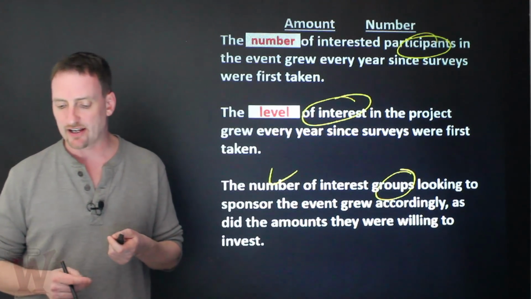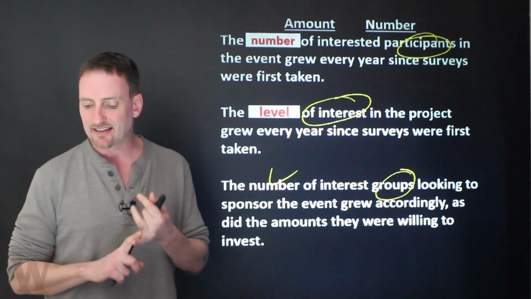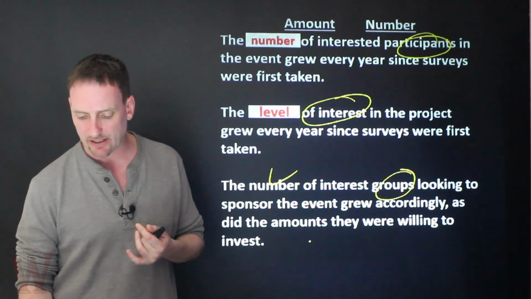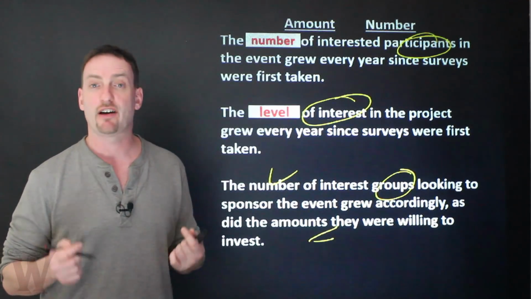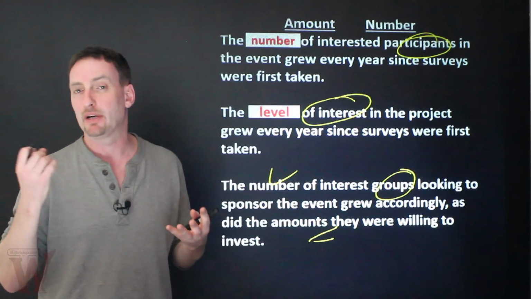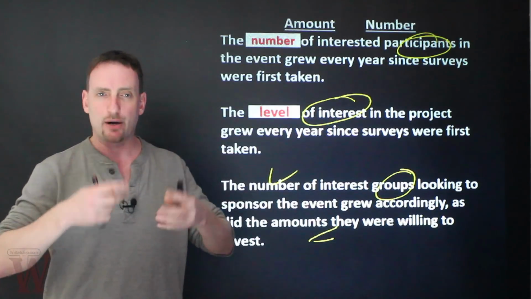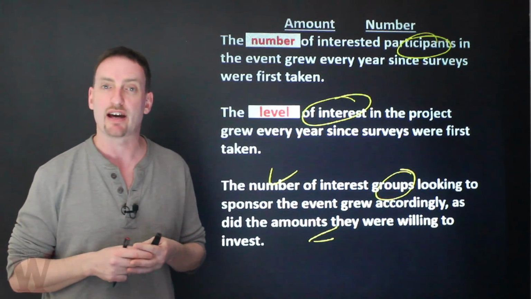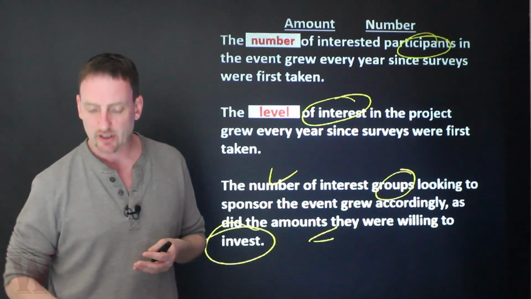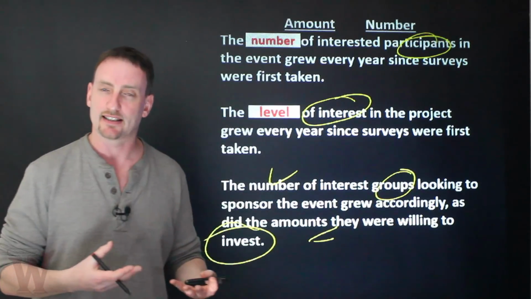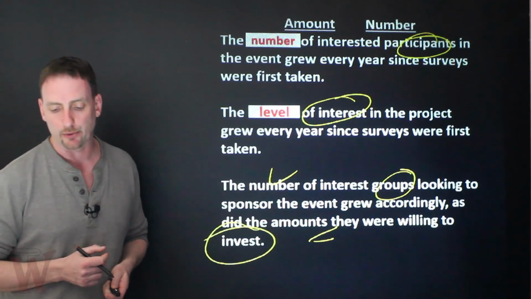Looking to sponsor the event grew accordingly, as did the amount they were willing to invest. Now, some of you might think amounts is incorrect. It's fine. Amounts, we're talking about quantities of money. Money, uncountable. The amount, how much money each person is ready to invest. And your clue here is the word invest. You invest money. Money is uncountable, use amount.